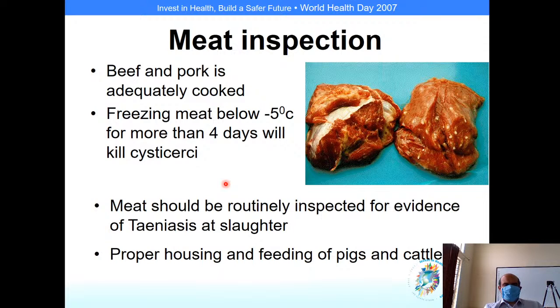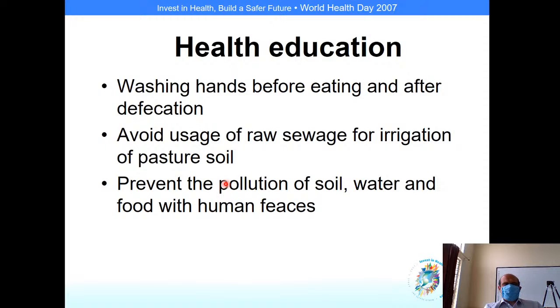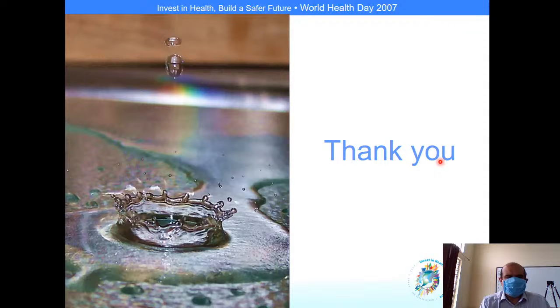At slaughter, proper housing and feeding of pigs and cattle. Coming to health education: washing hands before eating and after defecation. Avoid usage of raw sewage for irrigation of pasture soil. Prevent the pollution of soil, water, and food with human feces.